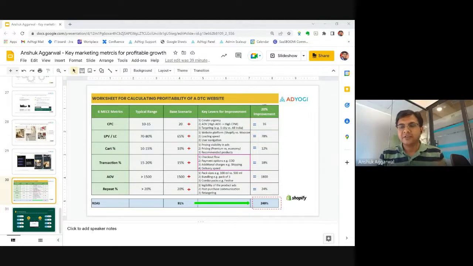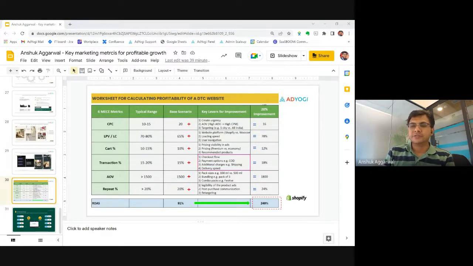Absolutely, Ananya. Very relevant question. In the food space, we have usually seen that the average order values, even after bundling and a lot of upselling, remain around 600, 800, 900 in most cases. What we usually see in this space is two things.